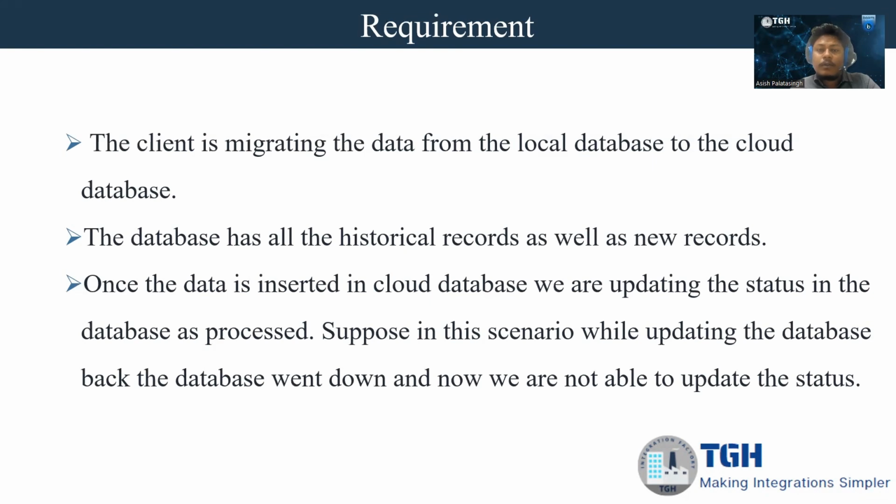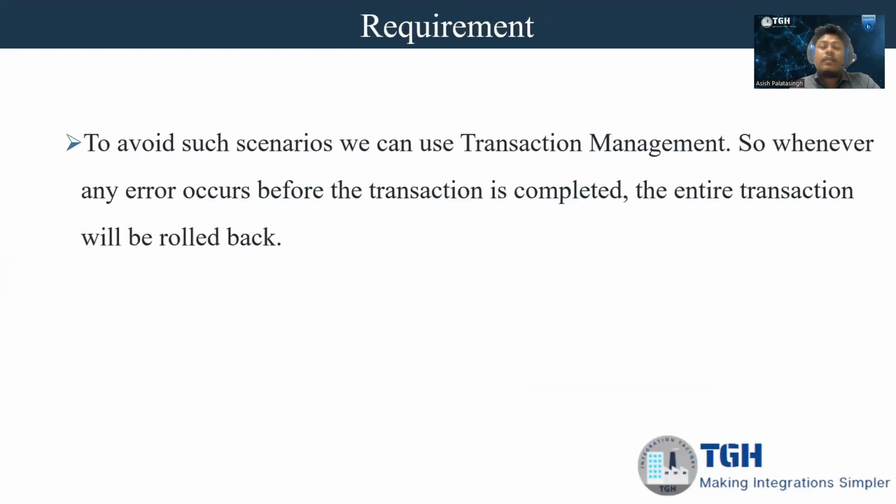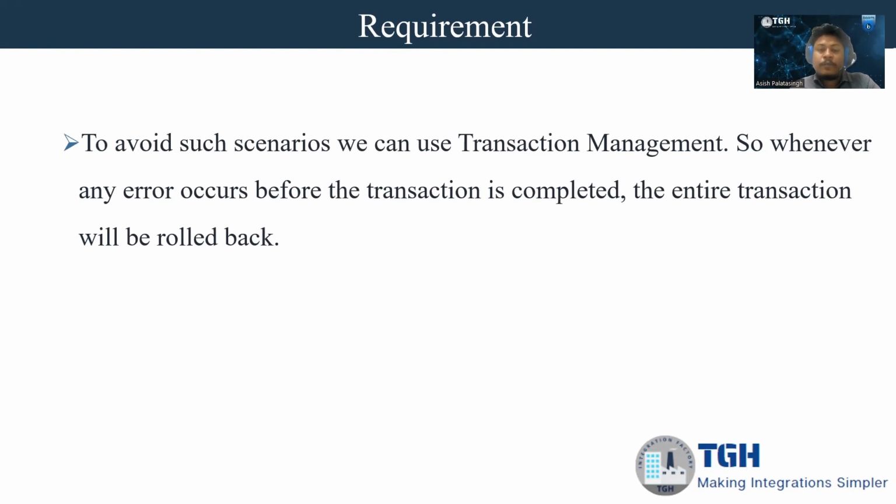If we are not able to update the status, then the next time the Mule application is executed, it will pull the same record, which will be redundant data. To overcome this scenario, we can use transaction management. Whenever any error occurs before the transaction is completed, the entire transaction will be rolled back, which helps to overcome this scenario.